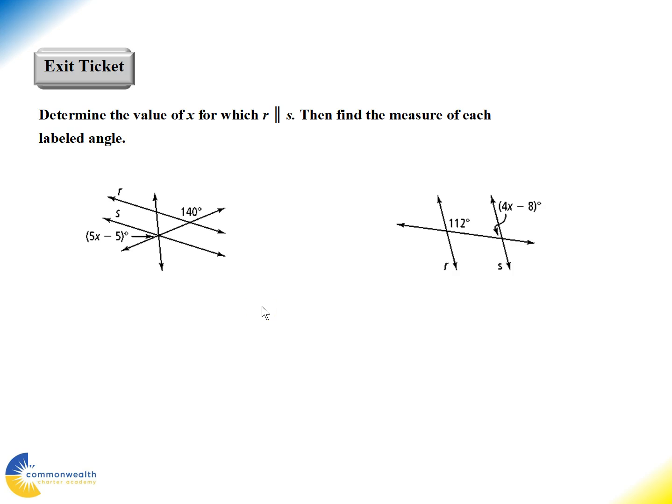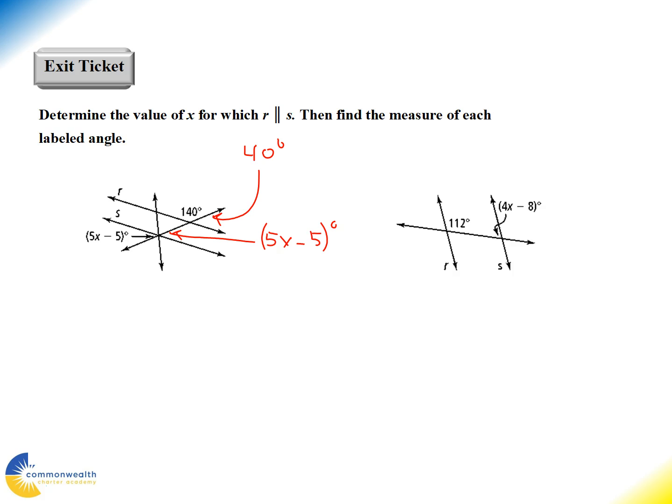You have that 140-degree angle, and you have 5x minus 5 as the measurement of an angle. One way to approach this is to say that the adjacent angle, the one with the arrow pointing to it, is 40 degrees because it's a linear pair with the 140-degree angle. I can also show that the other angle with an arrow pointing to it is 5x minus 5 degrees as well, because it's a vertical angle with the one that was given as 5x minus 5.